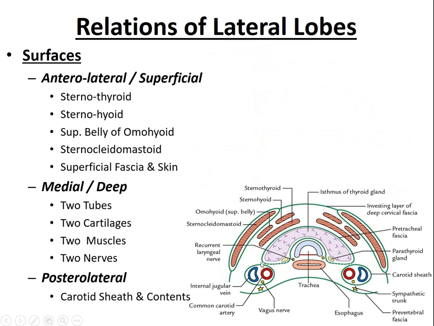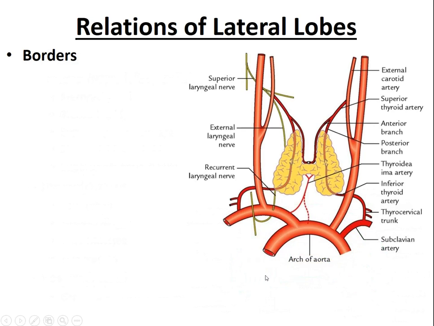Now the posterolateral part. The posterolateral part is related with the carotid sheath and its contents, which has the major artery of head and neck, that is the common carotid artery, and the major vein, internal jugular vein, and the most important nerve, that is the vagus nerve. Now the borders: it has an anterior border and a posterior border.